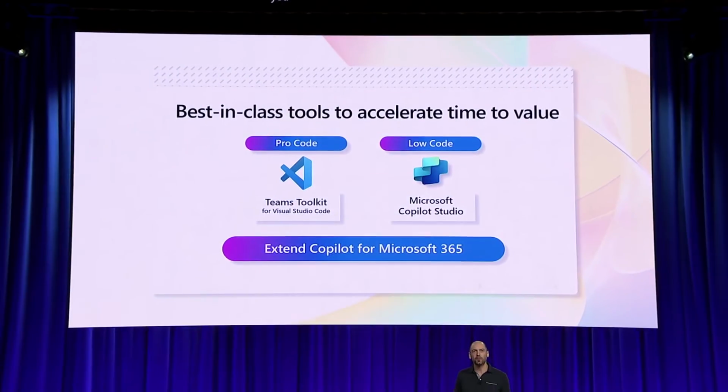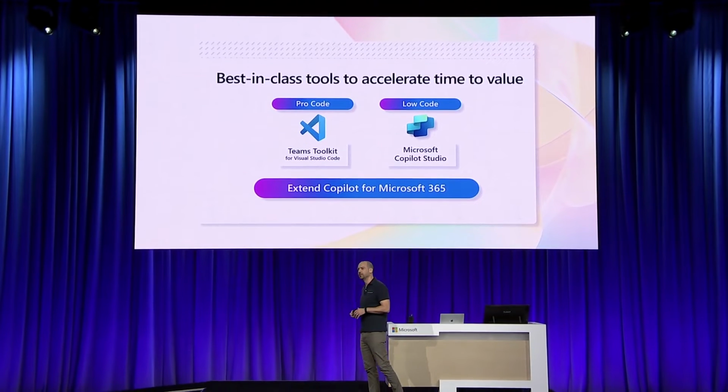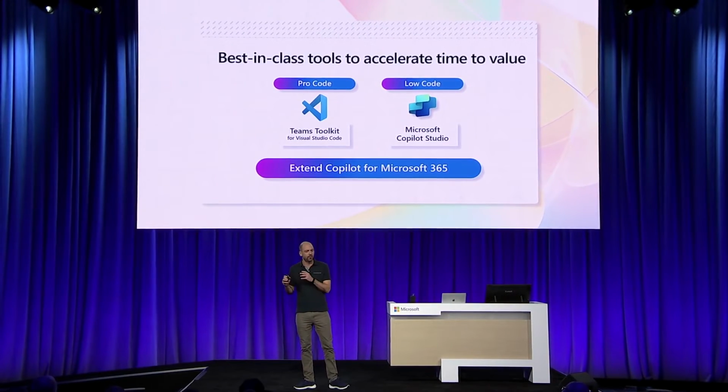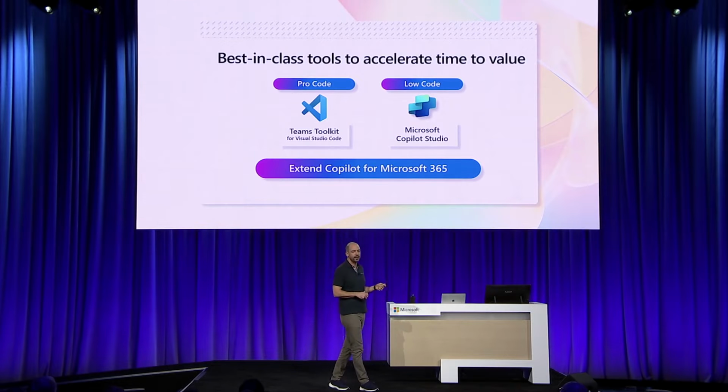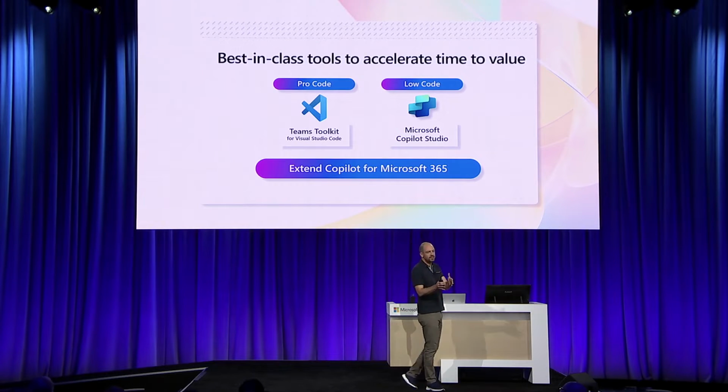As we said before, we have a set of best-in-class tools across the spectrum from low-code to pro-code. If you're interested in learning about low-code tooling, we have a great session at 4 p.m. tomorrow on accelerating impact with AI-powered low-code tools that you should check out. The rest of this session is focused on pro developers using the Teams Toolkit to extend Copilot for Microsoft 365.